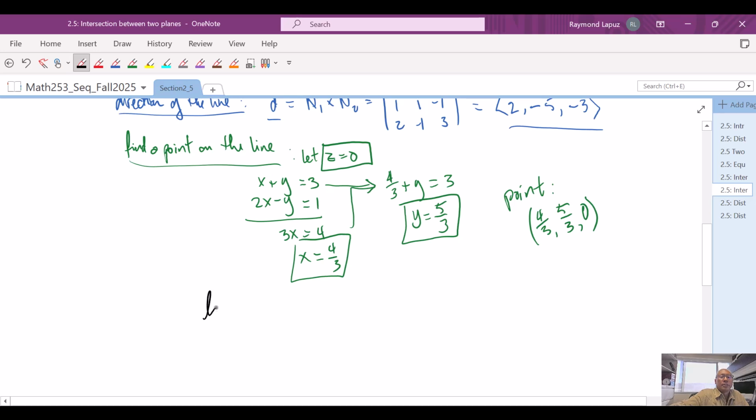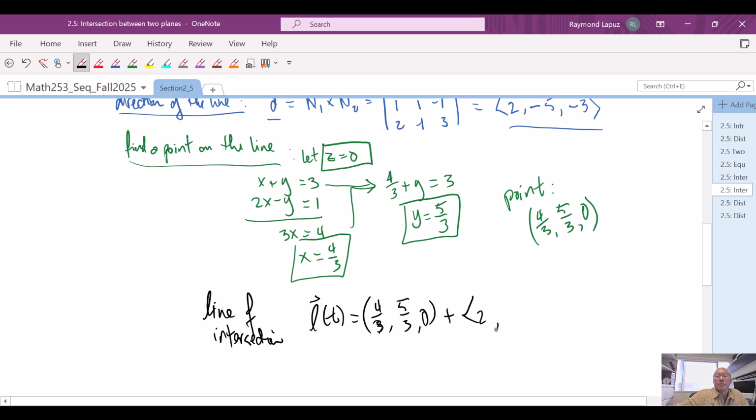Our line of intersection is going to be, I'm going to call it L of t, with an arrow on top, because this is going to be a parametric equation or a vector function. The point is going to be 4/3, 5/3, 0, plus t times a direction vector. The direction vector is 2, -5, -3. I generally like to put t at the end, but it doesn't matter. Okay, so this is it.